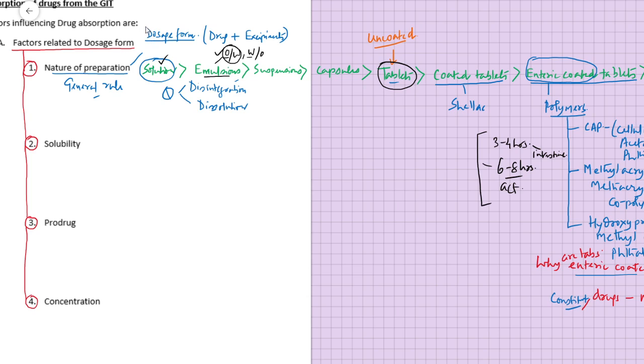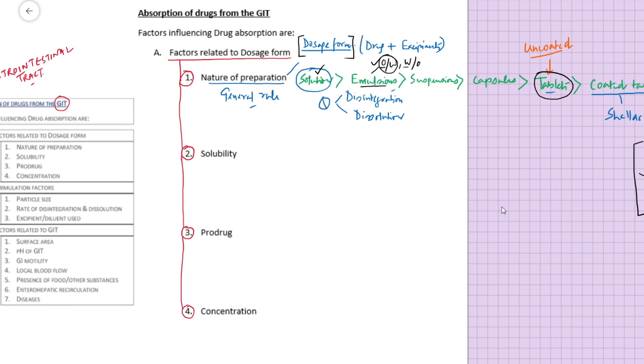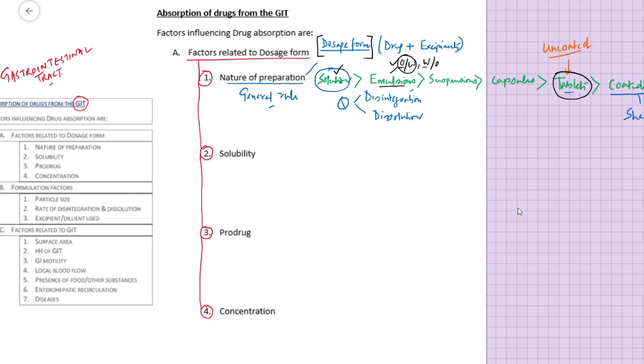So the dosage form influences the rate of absorption from the gastrointestinal tract. That's the first point, a factor related to the dosage form. So the second factor is solubility.